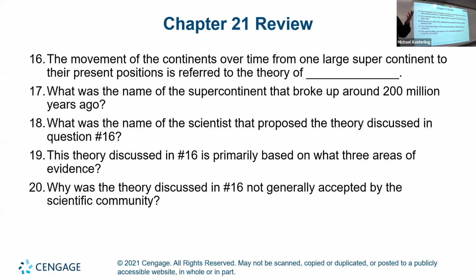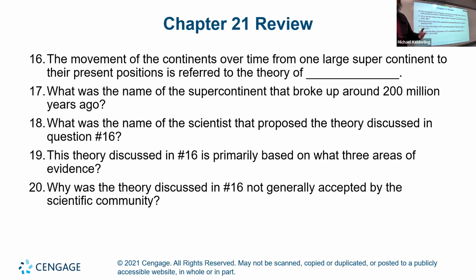The name of the scientist who proposed continental drift theory was Alfred Wegener. And his evidence, the three areas of evidence, were biological and paleontological, geological evidence of matching rock types, and the fit of the continents, how the continents fit together. There was also some glacial evidence in there.